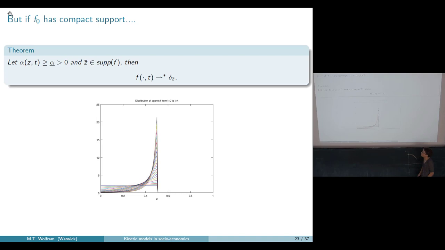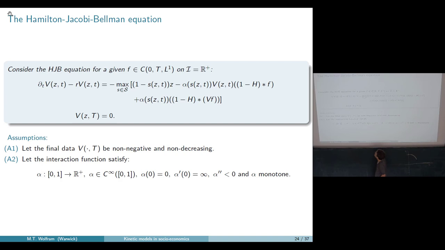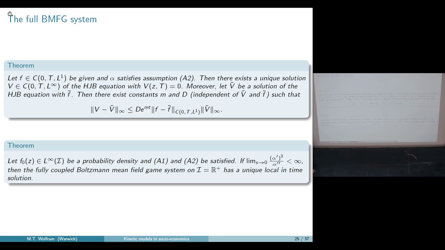You can also do the same and consider the Hamilton-Jacobi-Bellman equation by itself. So now you assume you have a given distribution F, and have a look at whether you have solutions to this equation by itself. You have to have some assumptions on the interaction rates and so on. But in total, what you can say is that this equation itself has a solution. And the take-home message of the whole thing, you do a fixed point argument, is that back in this paper we proved that there is a local in time solution to this problem.